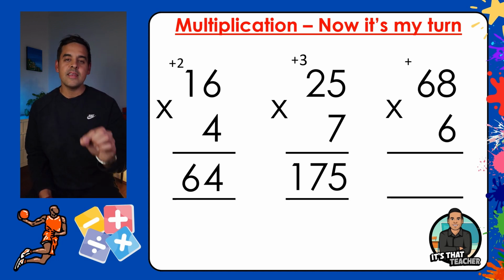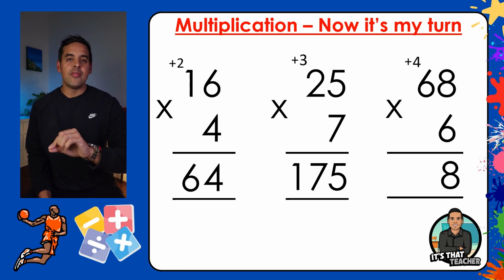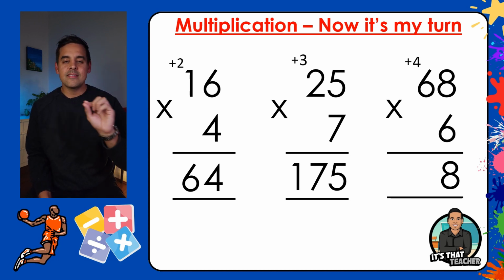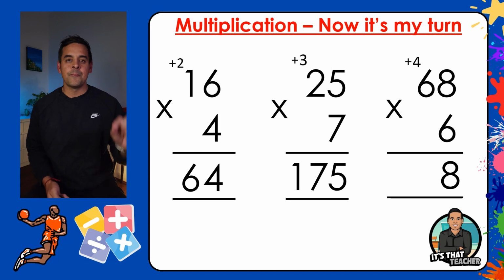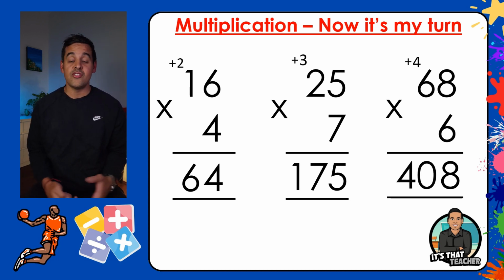Now, 6 times 8 is 48. You put the 8 below and the 4 above the 6. 6 times 6 is 36. Plusing the 4 is 40. Remember, there's no other numbers. You need to just write 40. So that answer is 408. Hopefully that helps you.